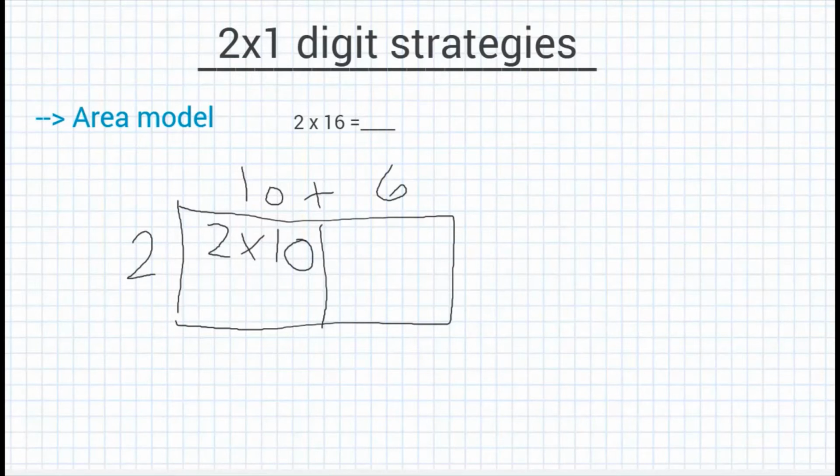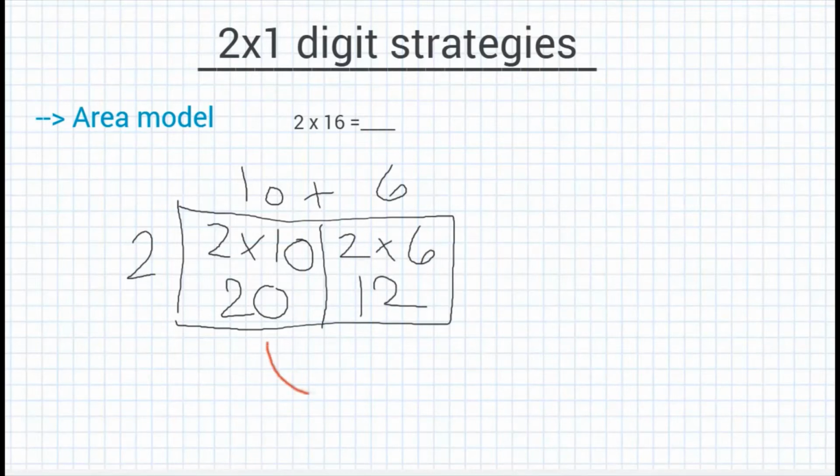Now, it is really important to know your multiplication facts because even in doing strategies for multiplication, you are still going to have to multiply, just easier problems. So 2 times 10 should be easy, because it is 20. And then you're going to do the same for these two numbers. And 2 times 6 is 12.